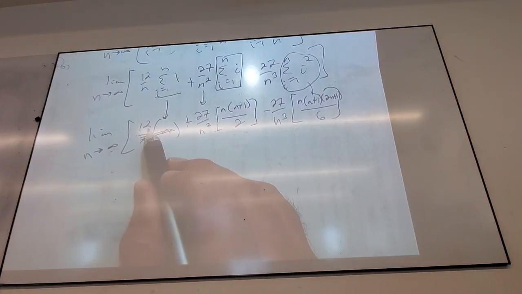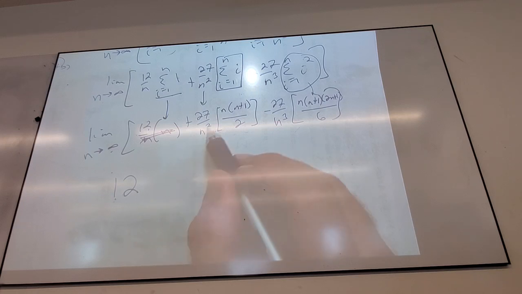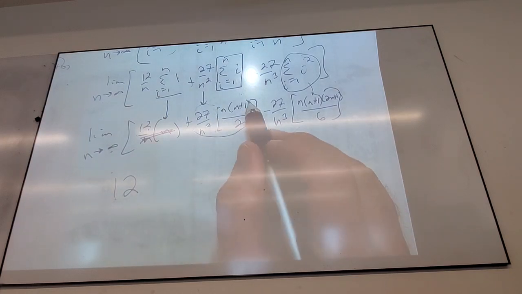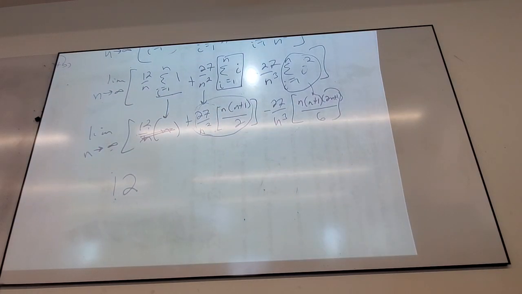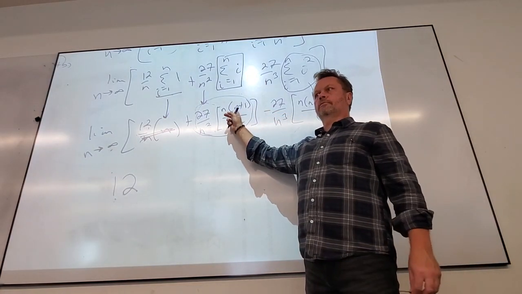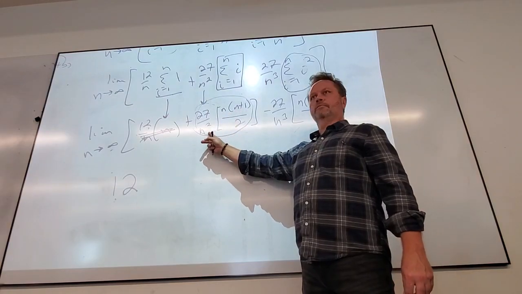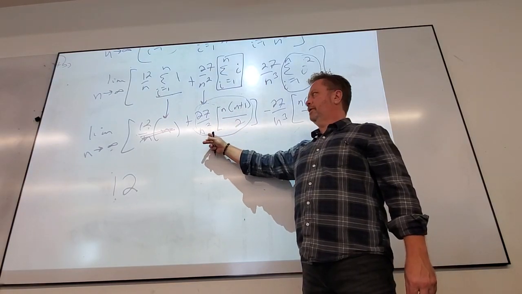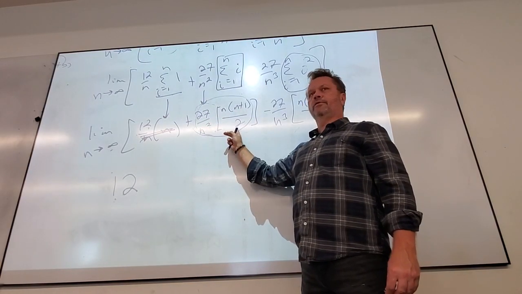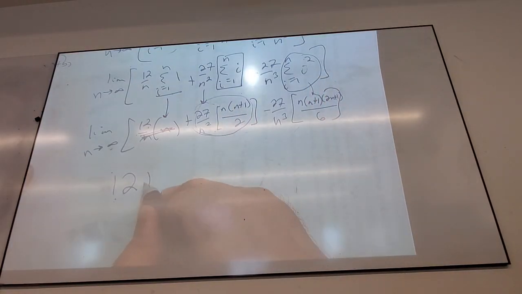The limit of 12 is 12. Now, can anyone help me with the limit as n goes to infinity of this? What would the degree of the top be? 2, yeah, second degree. And what's the degree of the bottom? 2. So what's the limit as n goes to infinity? 27 over 2. Because the degrees are the same, the limit is the ratio of the leading coefficients.